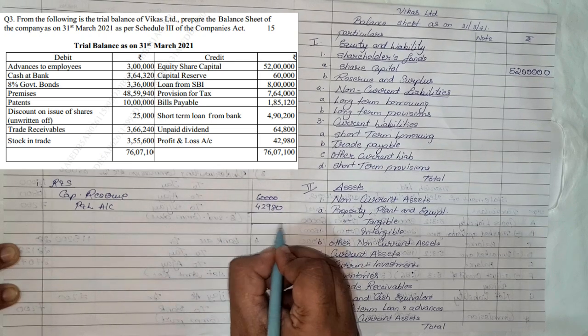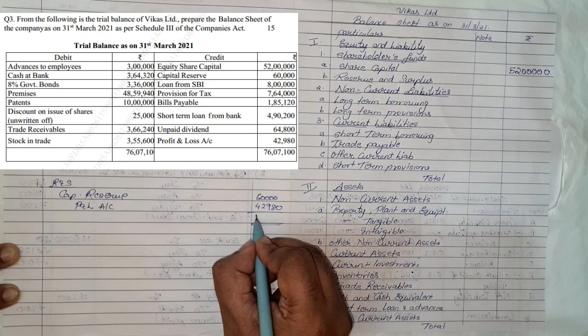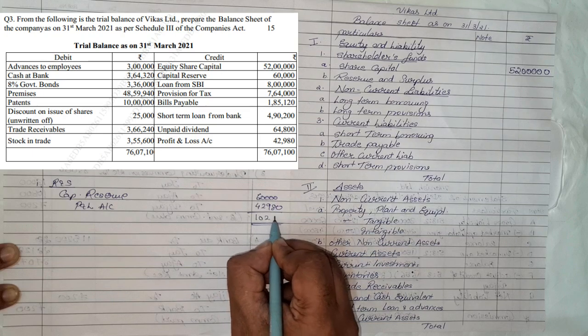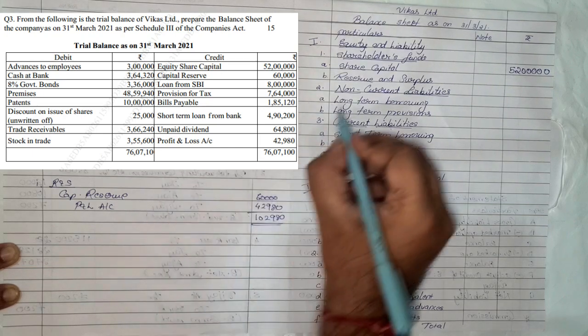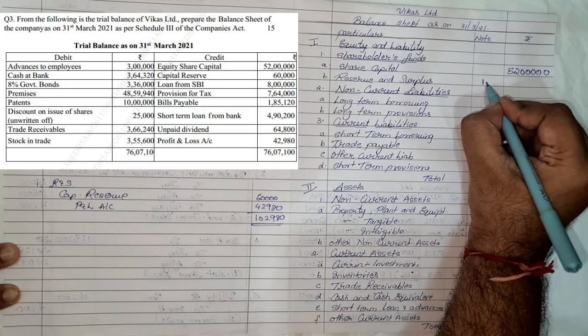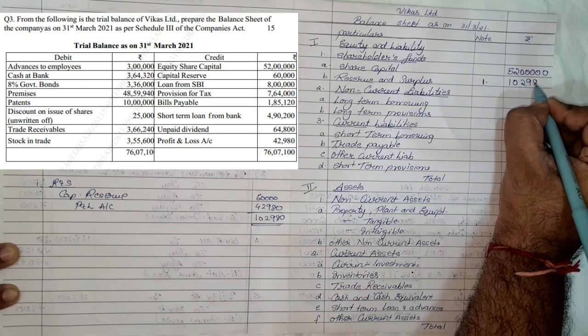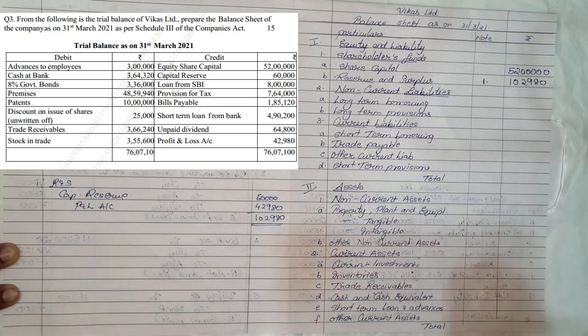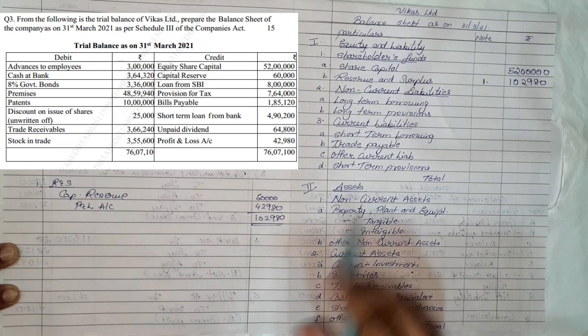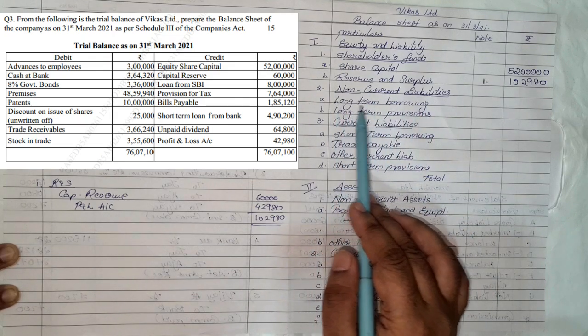Total comes to 102,980. So under notes to account, note number 1, reserve and surplus ka value is 102,980. Okay. Second, non-current liability mein first thing is long-term borrowings.